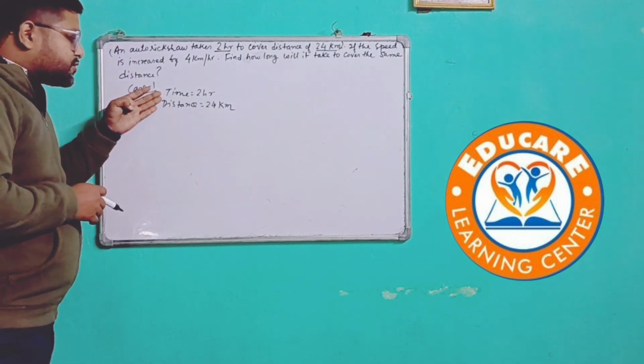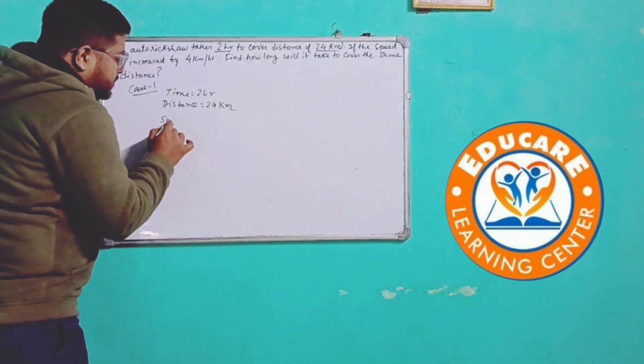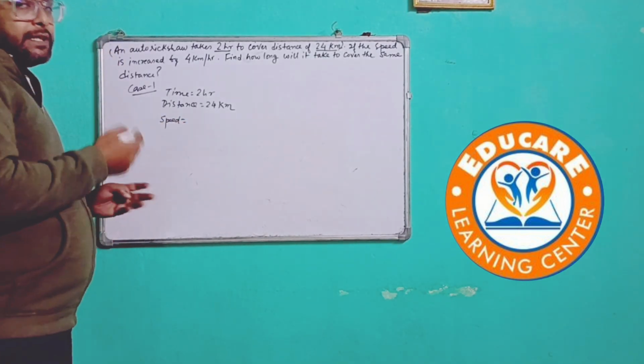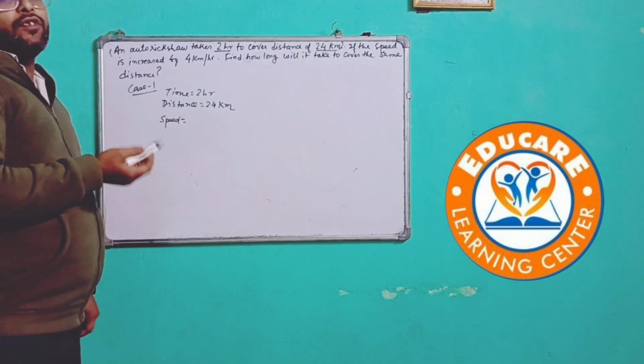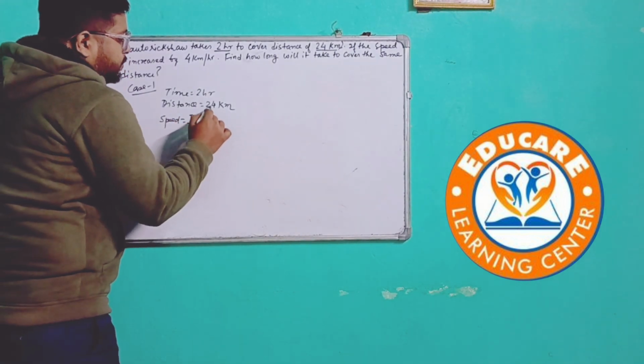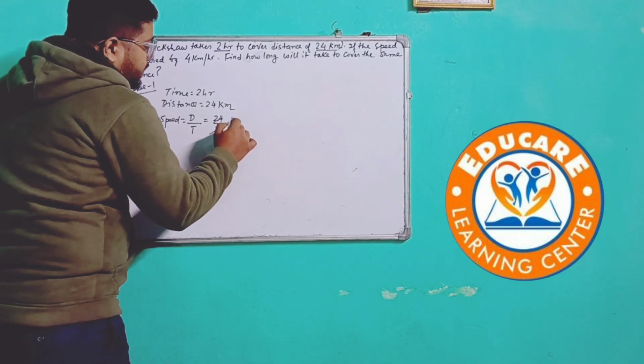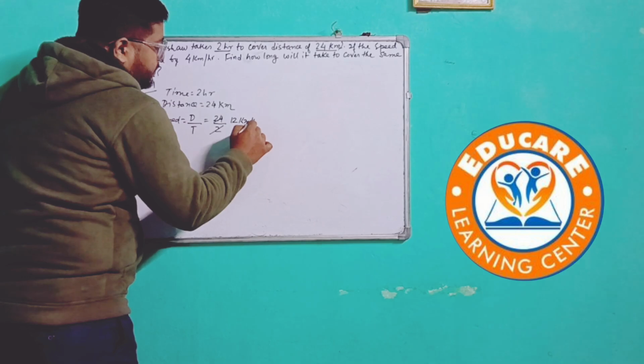So the time is mentioned, the distance is mentioned, we can find speed. So what will be the speed in this case? We know the formula for speed, that is distance by time. So in that case we can write 24 by 2. If we cancel, it is 12 kilometers per hour.